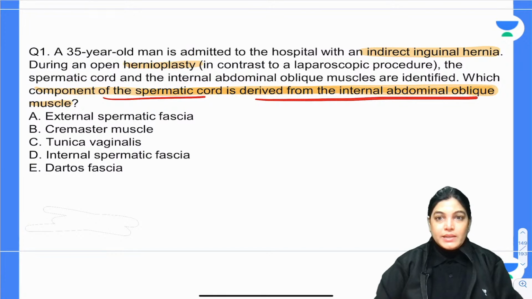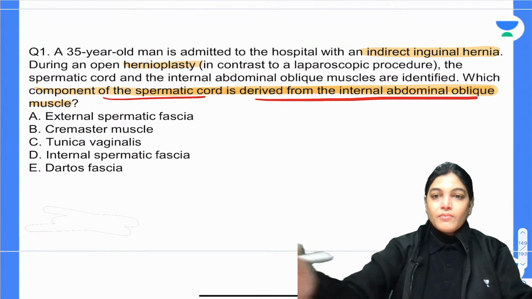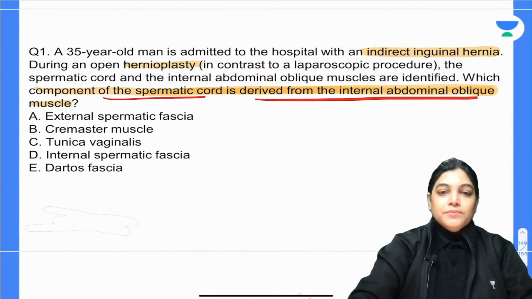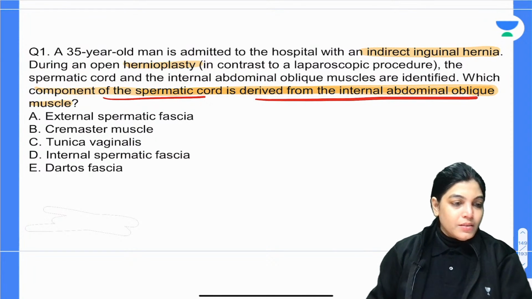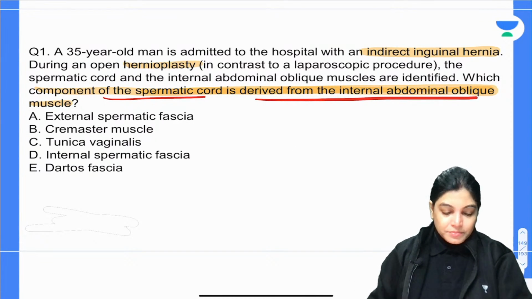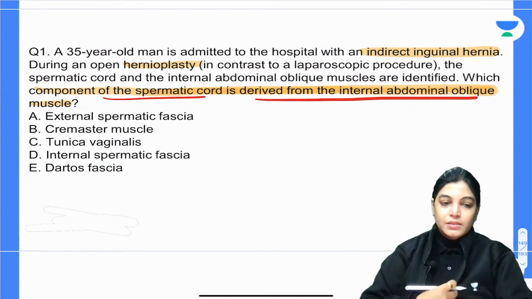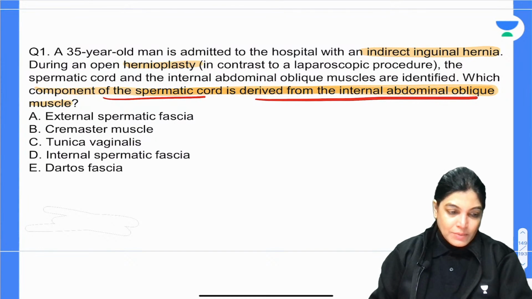According to you, which is the correct one? Okay. Okay, so yes. Now, so please mark the correct answer. Please mark the correct answer. Your time starts now, my dear aspirants.